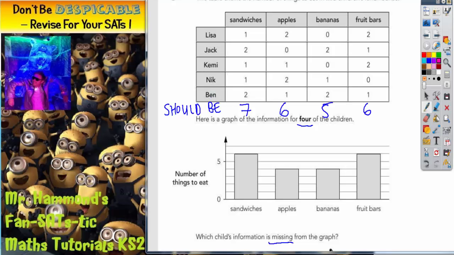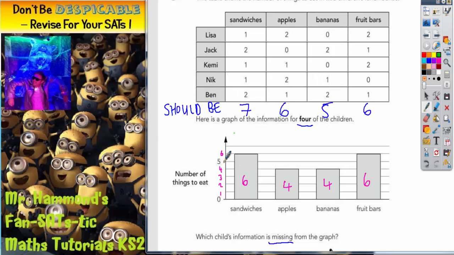Now let's look at what the totals are on the bars. Well, you can see up the side of the bar chart, it goes to 5. This big gap is 5, but there are only 5 mini gaps. So each gap on the scale must begin at 1. So it's 1, 2, 3, 4, 5, 6. So the sandwiches bar is level with 6. The apples bar is level with 4. The bananas bar is level with 4. And the fruit bars bar is level with 6.